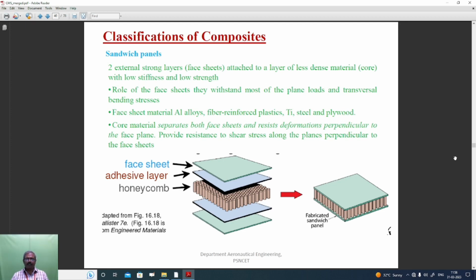The role of the face sheets is that they withstand most of the in-plane loads and transverse bending stresses. The face sheet materials are alloys, fiber reinforced plastics, titanium, steel and plywood. The core material separates both face sheets and resists deformation perpendicular to the face plane. It also provides resistance to shear stress along the planes perpendicular to the face sheets. The figure shows the sandwich panel.